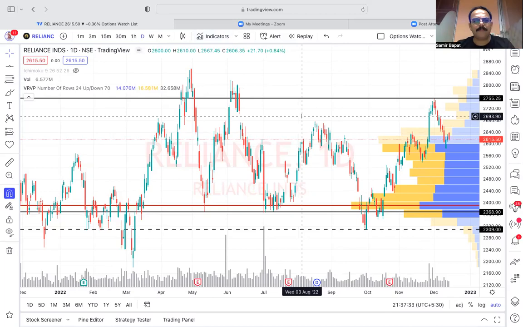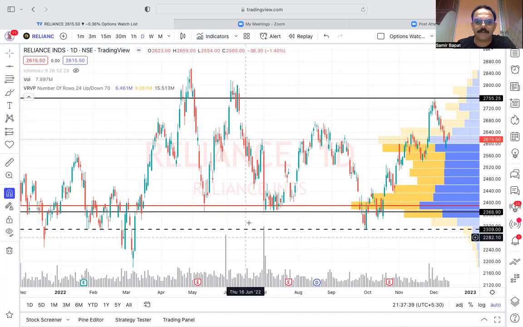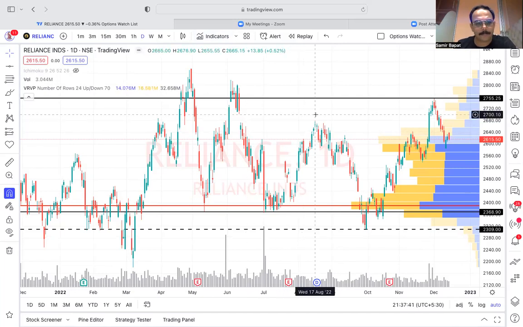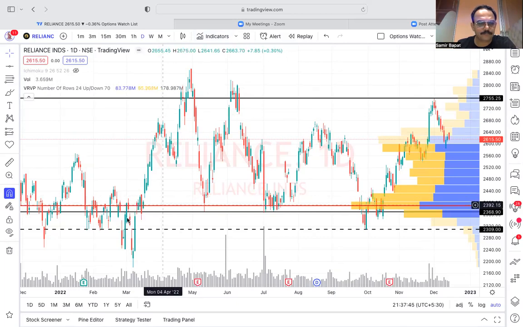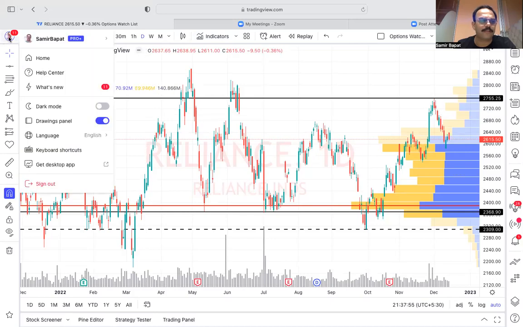So maybe everyone can log off and log in again and see if you are able to get this VRVP. One second. I'm signed in, but it's not there. Signed in means your photo is seen in the right upper corner. Yeah, or my photo is coming on the left corner. I have a Pro plan. That is a different thing.